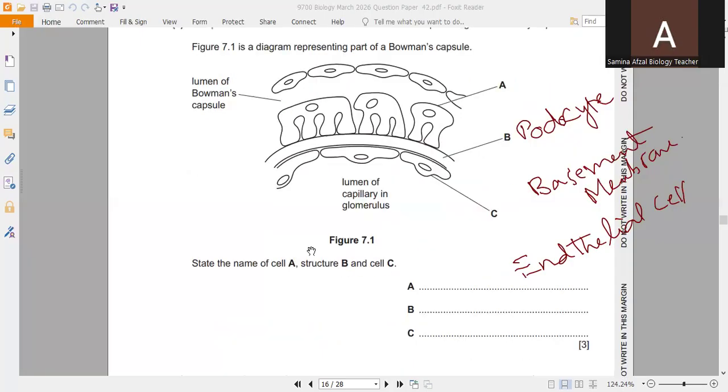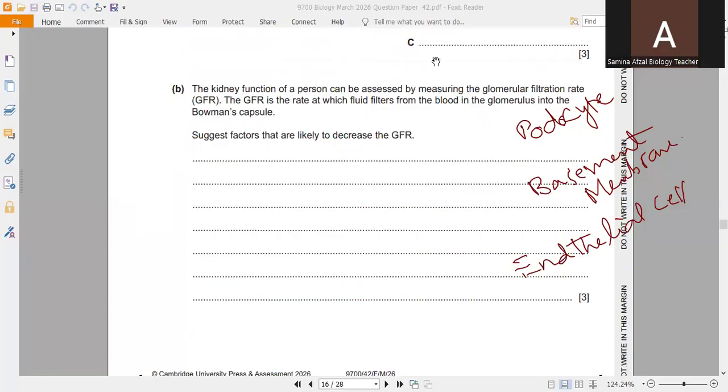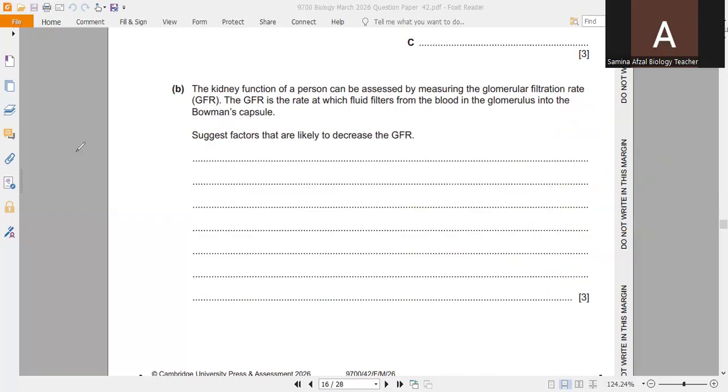Now we are moving towards the next question. A was podocyte, B was basement membrane, and third was endothelial cell. Podocyte, basement membrane, endothelial cell, I have not written on the given space, but this is all about them. The kidney function of a person can be assessed by measuring the glomerular filtration rate, GFR. The GFR is the rate at which fluid filters from the blood in the glomerulus into the Bowman's capsule. Suggest factors that are likely to decrease the GFR.